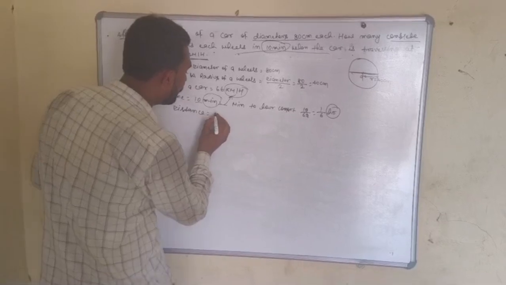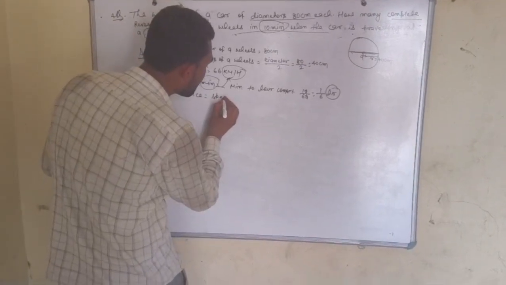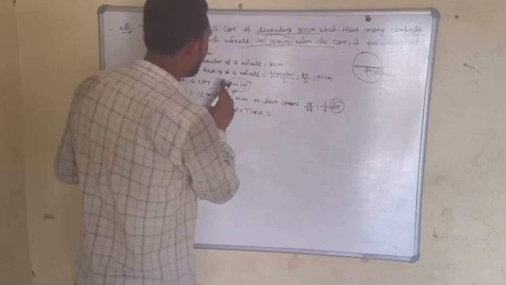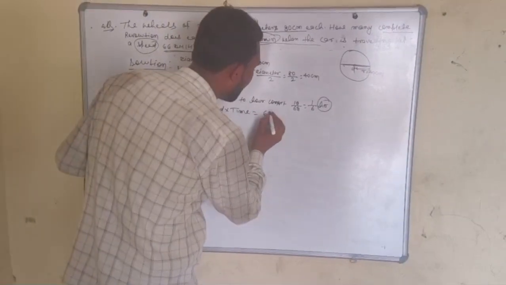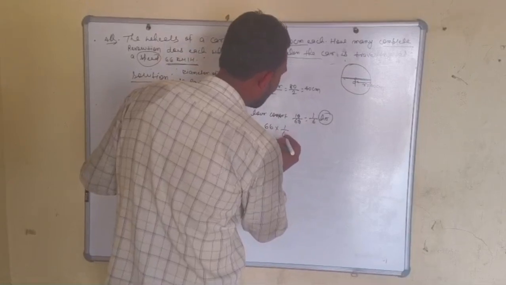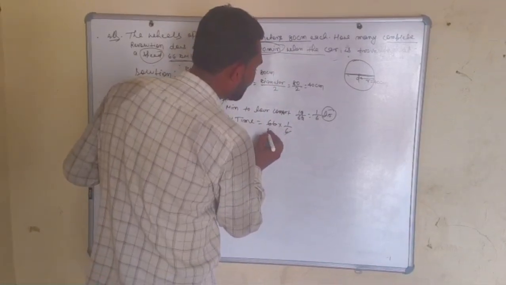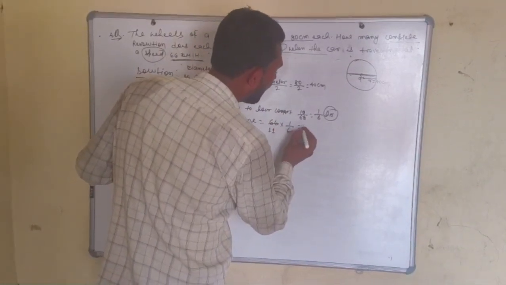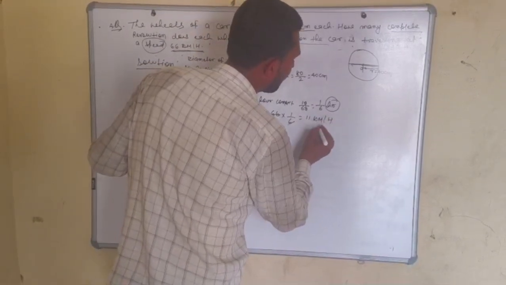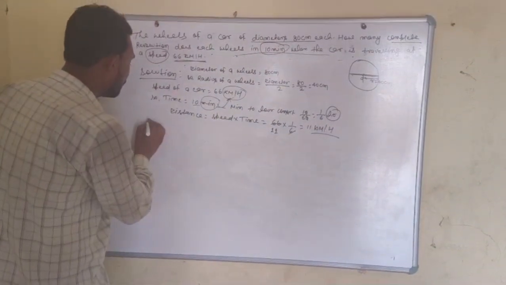Distance equals speed multiplied by time. Speed equals 66 kilometer per hour and time will be 1 by 6. 6 ones are 6, 6 11s are 66, so 11 kilometer per hour.